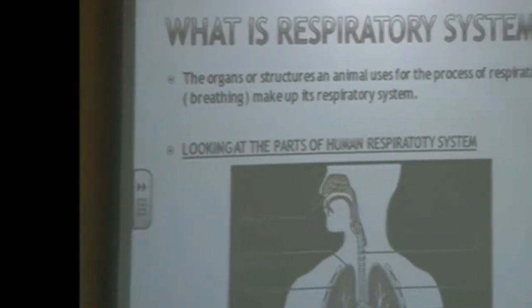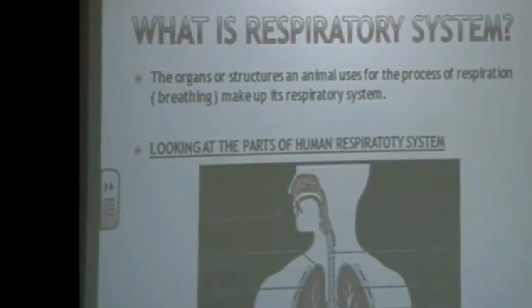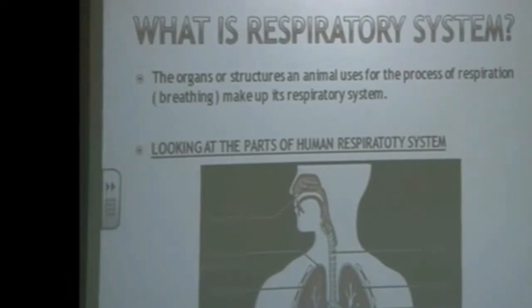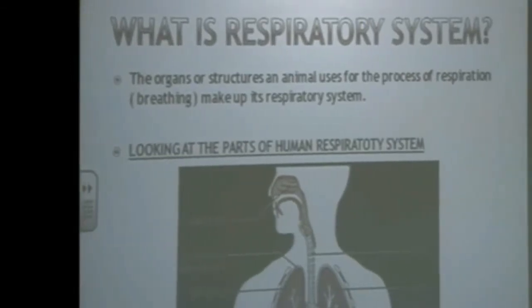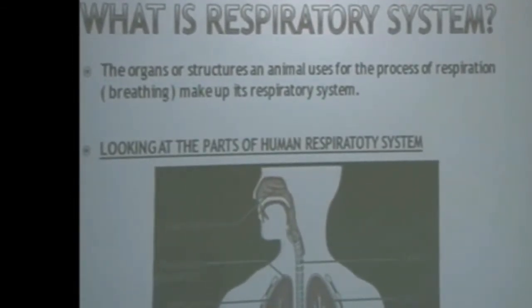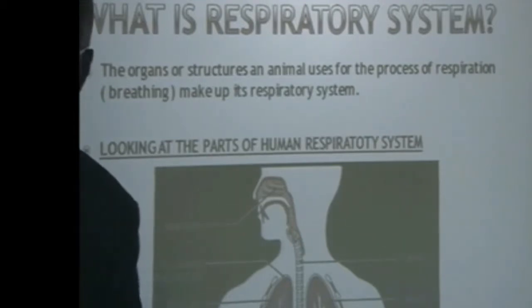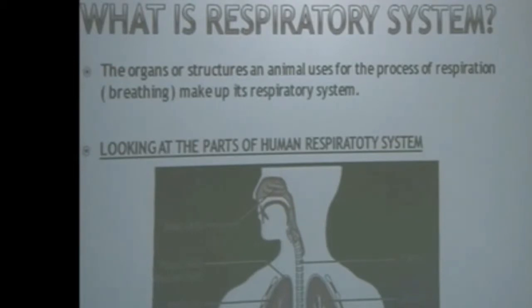Now, what is the respiratory system? We now understand what respiration is about. What is the respiratory system? And that is the major topic before us. Respiratory system refers to organs or structures in animals used for the process of respiration. All these organs and structures that an organism or an animal uses for respiration make up what we call the respiratory system.